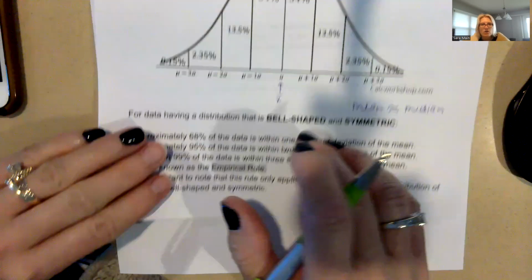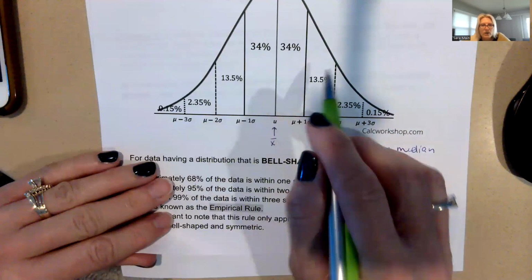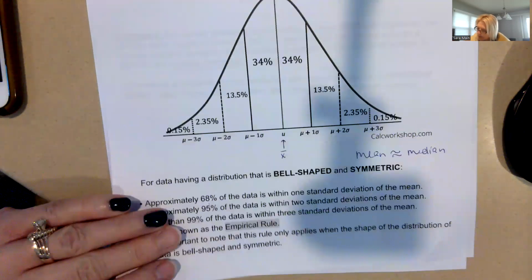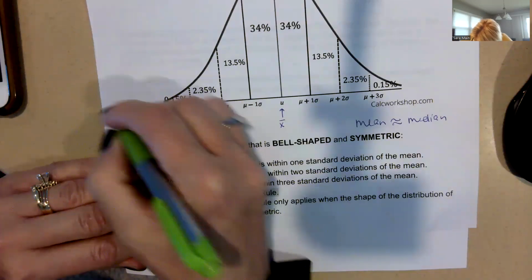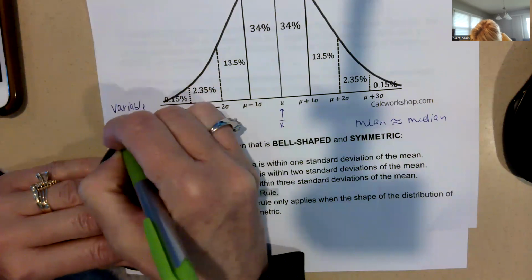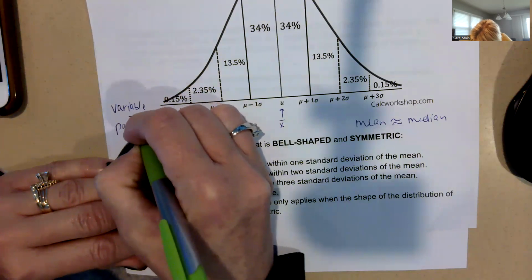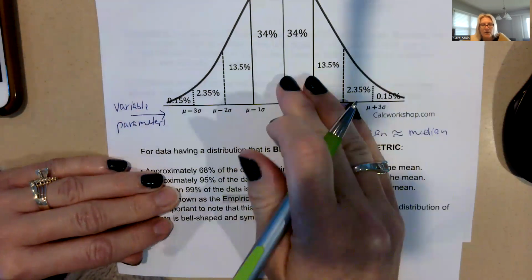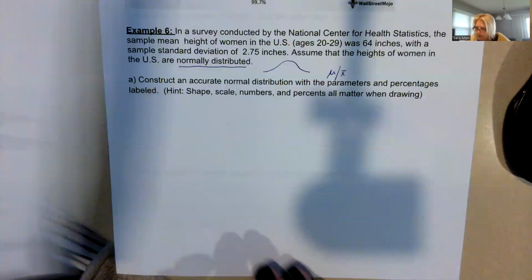I want to show you the percentages are always going to be the same. It's the values of your variable, the variable parameters, that are going to change down here. The percentages will all stay the same if our data is symmetric.